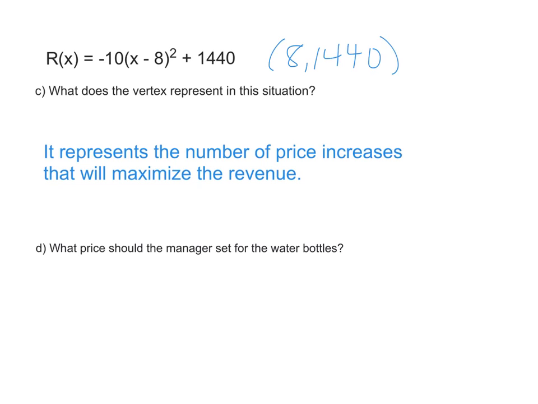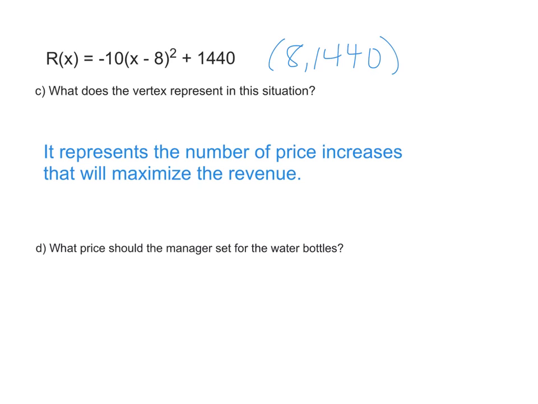I paraphrased, is that okay? So basically what he says is that it represents the number of price increases that will maximize the revenue. So the number of times that you need to increase the price by $2 to get the revenue the most. And how many times do you need to increase the price? 8 times. That'll be 16, which is like $32 per water bottle.